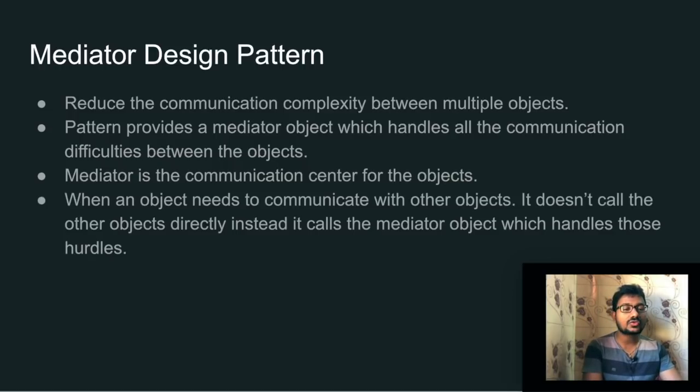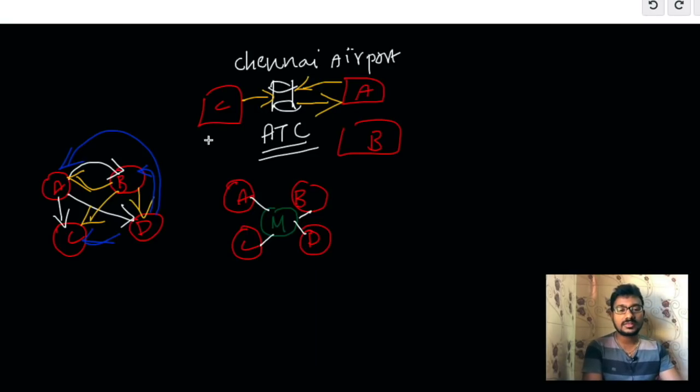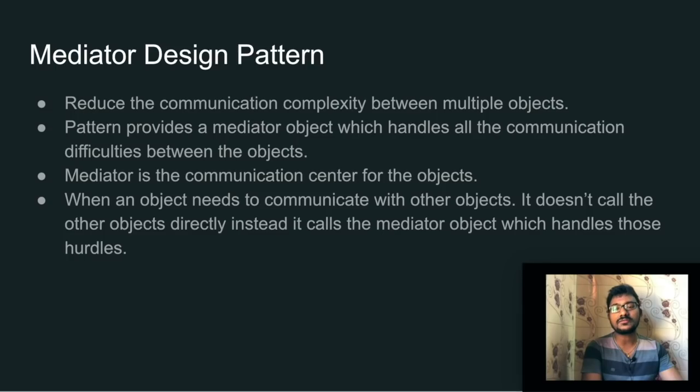We have already discussed this point while explaining the examples. When an object needs to communicate with another object, it doesn't call the other object directly. Instead, it calls a mediator object which handles those hurdles. So this is the example. Suppose A needs to communicate with B, C, D objects, it won't communicate with them directly. Instead, it communicates with the mediator object. The mediator object will take those difficulties and then reduce the coupling between the objects.